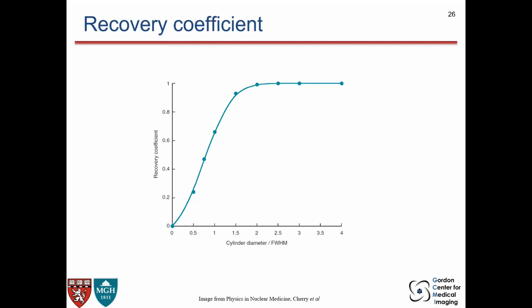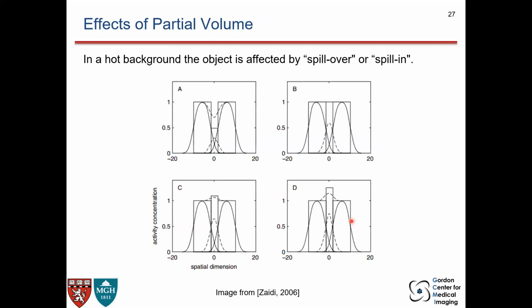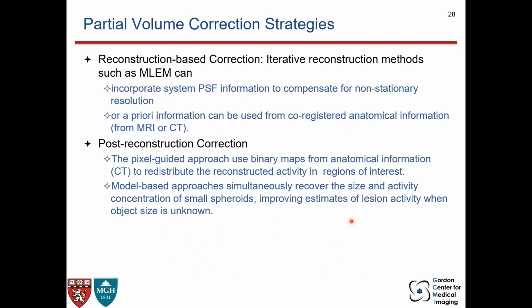So, for example, if a cylinder contains no radionuclide and is placed in a background containing a uniform level of radionuclide, the recovery coefficient would be reciprocal of those shown here in this figure. We can move on from this.